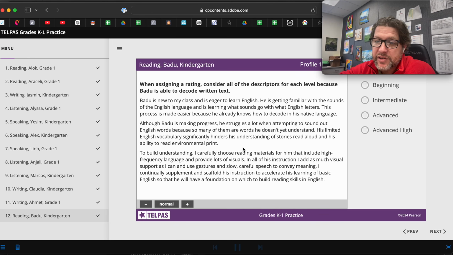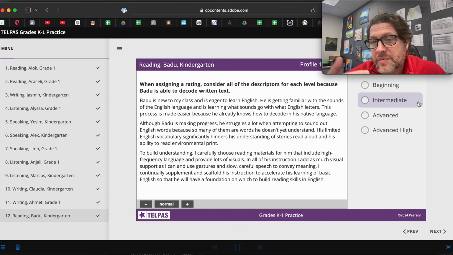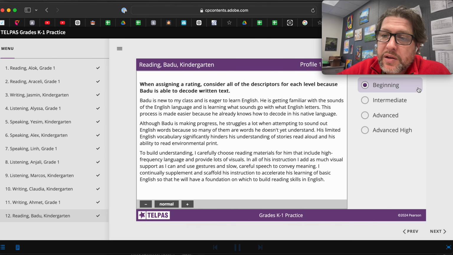So they'll have a foundation. So what do you think? It's definitely not advanced or advanced high because he's not decoding grade level appropriate text. Is he able to understand the gist of a read aloud? Because that would be intermediate. No. So it's going to be a beginning.